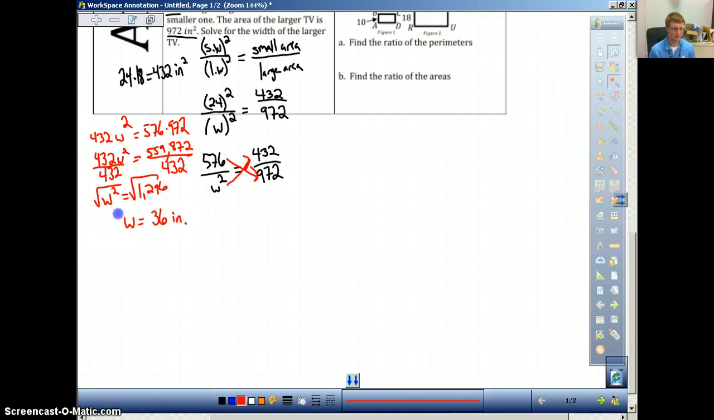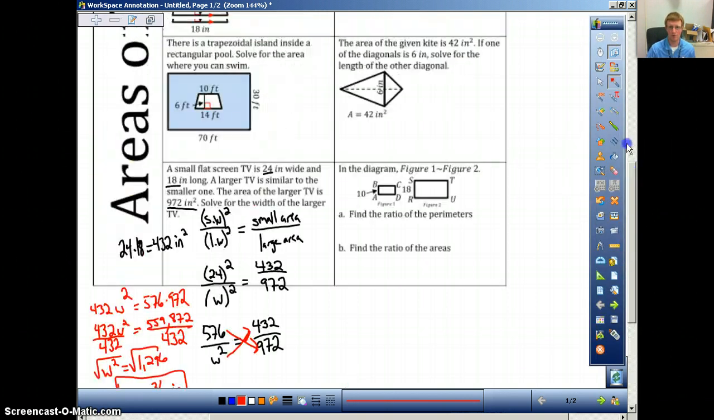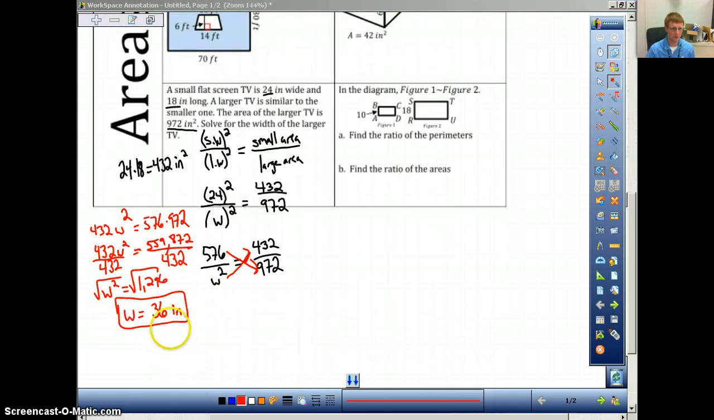And again, that seems like a lot of work, but it really isn't. You set up your proportion, you cross multiply, and then you solve for your missing piece. Okay? So 36 inches. Again, all we're doing is using the formula from the previous page on your foldable.